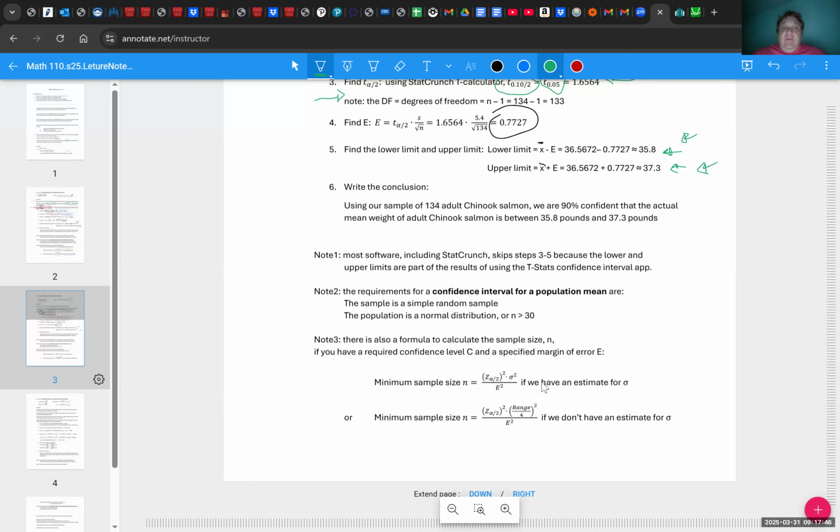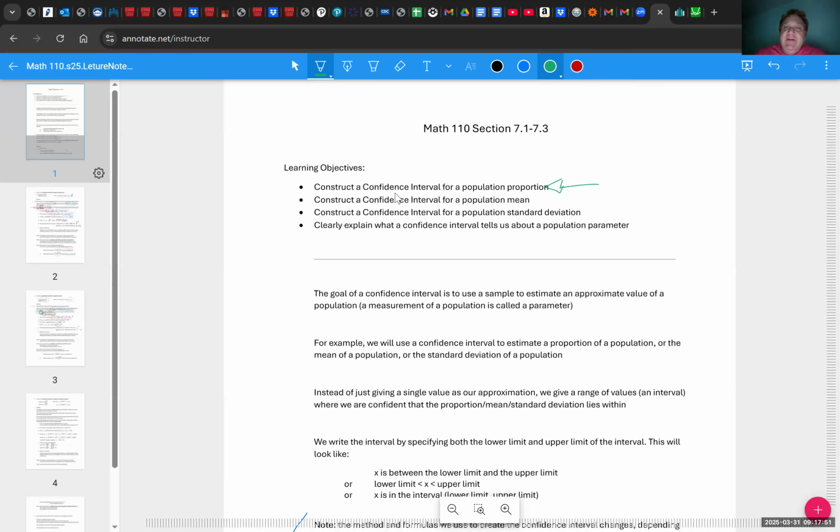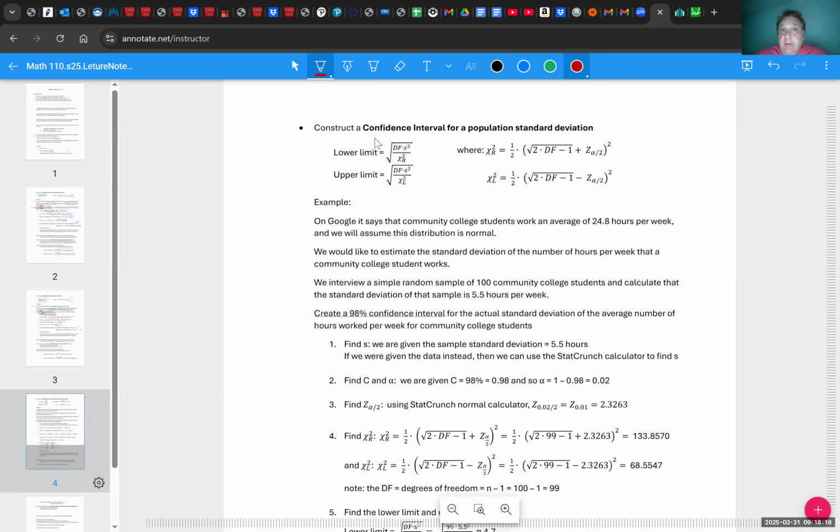We have one more version of confidence interval. So just going back to the beginning, we did a confidence interval for a population proportion, and we just did a confidence interval for a population mean. And our third confidence interval is for a population standard deviation. So we want to somehow estimate the population standard deviation. That's our third version we'll be doing in this chapter 7, this 7.1 through 7.3. Okay, so here we go. A confidence interval for a population standard deviation.